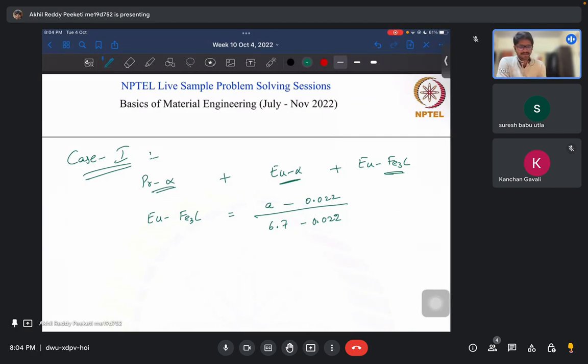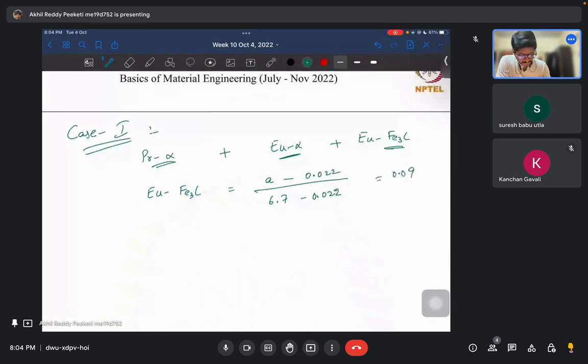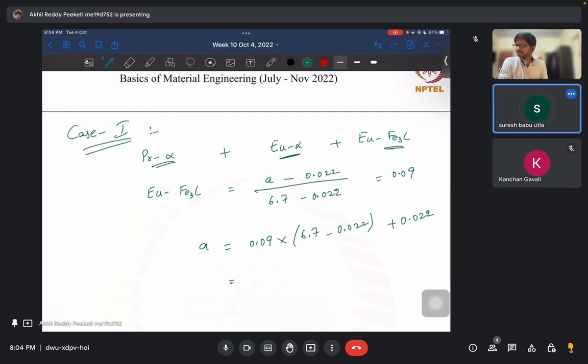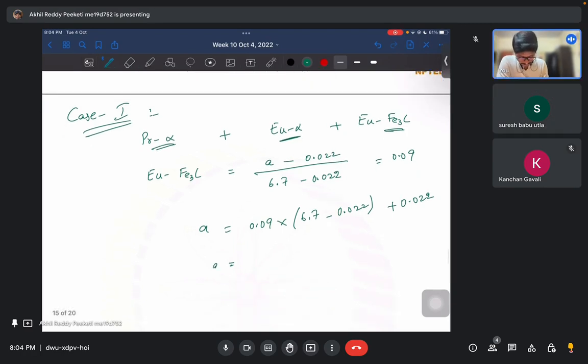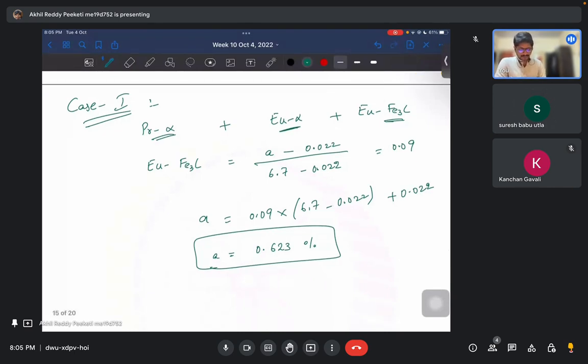We only need to worry about cementite. If we look just below the eutectoid point, we get total alpha and total cementite, and whatever cementite is there is eutectoid cementite. So this is 0.09. So A equal to 0.09 into 6.7 minus 0.022 plus 0.022. Let's calculate this. This would give 0.623%. So if the carbon percentage is 0.623, you have eutectoid cementite as 0.09 mass fraction.